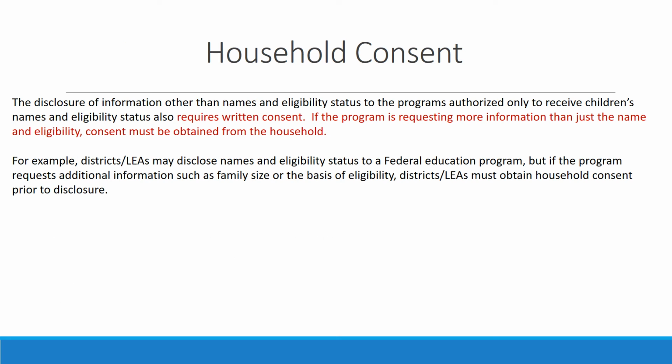Household consent. The disclosure of information other than names and eligibility status to the programs authorized only to receive children's names and eligibility status also requires written consent. If the program is requesting more information than just the name and eligibility, consent must be obtained from the household. For example, districts, LEAs may disclose names and eligibility status to a federal education program, but if the program requests additional information such as family size or the basis of eligibility, districts, LEAs must obtain household consent prior to disclosure.